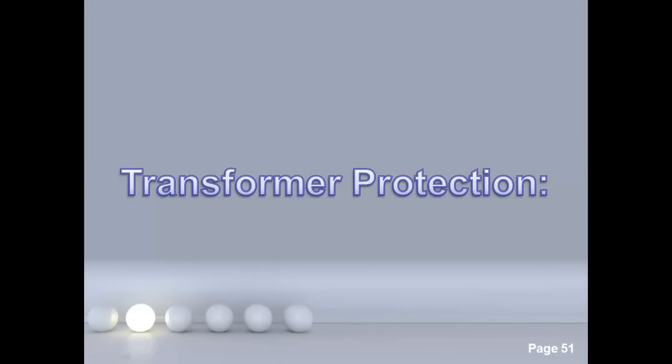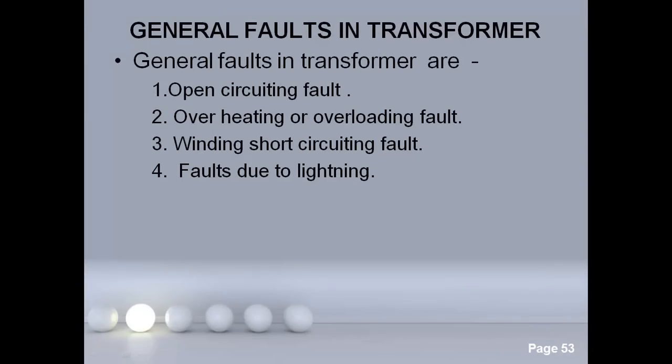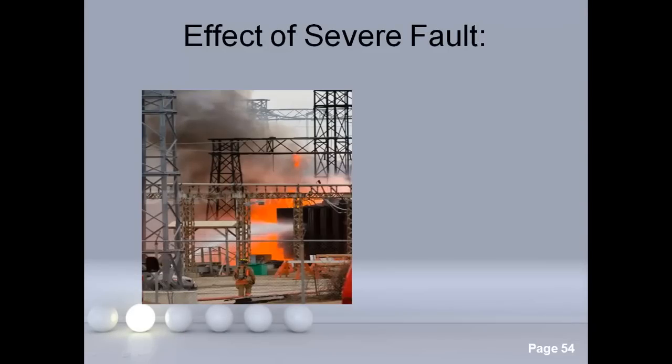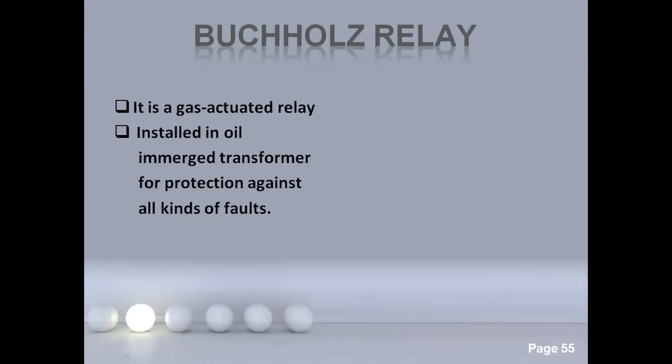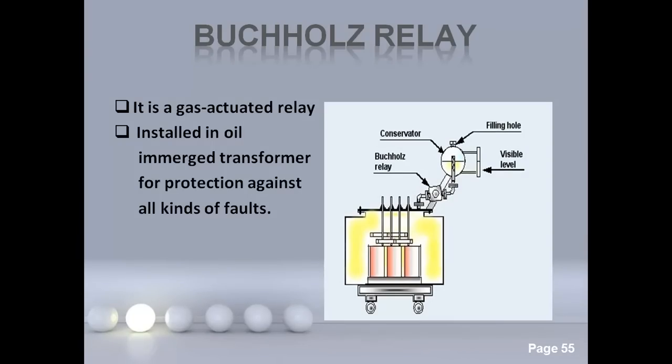Now comes the transformer protection. Here's a transformer. The general faults occurring in transformers are open circuit fault, overheating fault, winding short circuit fault, or faults due to lightning. So first, the remedial action we talk about is Buchholz relay. It is a gas actuated relay installed in oil immersed transformers for protection against all kinds of faults. So basically this relay is installed in oil quenching transformers.